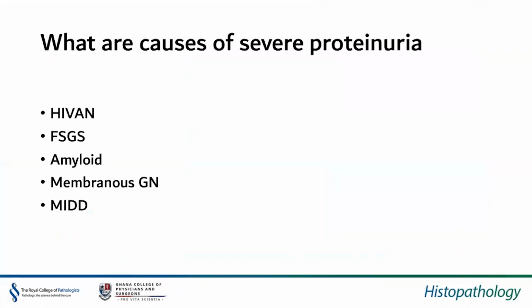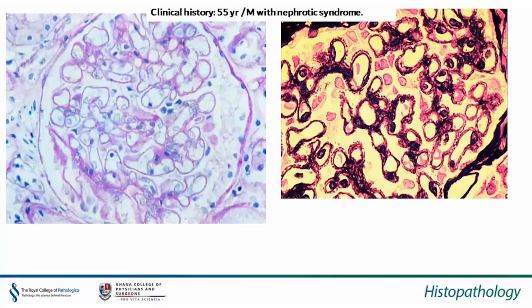Let's take a little break and deal with what are the causes of severe proteinuria. The causes that should come to mind are HIV-associated nephropathy, FSGS, amyloid, membranous, and monoclonal immunoglobulin deposition disease. These conditions can give rise to very, very severe proteinuria. Let's move on to another pattern of injury with nephrotic syndrome.